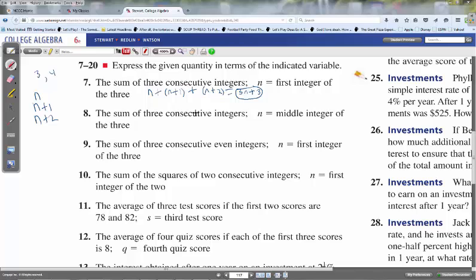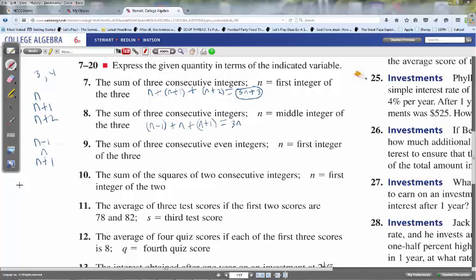And if n was the middle one, like in problem 8, well then you'd have n in the middle. The one number before it would be n minus 1. The one number after it would be n plus 1. And if you sum those three together, n minus 1 plus n plus n plus 1, that would just get you 3n.